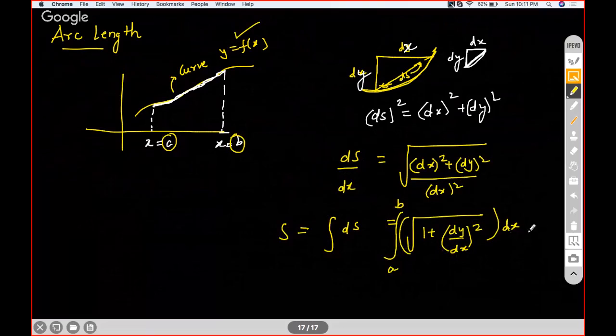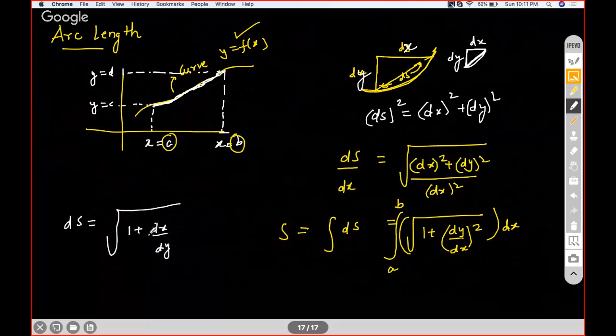By the way, let's say they had given you y instead of x. Let's say they give you y equal to c till y equal to d. Then you don't have to convert into x. You can directly change this formula: instead of dividing by dx, you will divide by dy. So it will become under root of 1 plus dx by dy whole square, with respect to y from c to d. Correct?